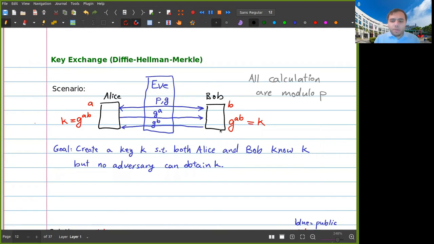And then when Bob goes offline, Alice, let's say, is online and wants to send a message to Bob. She can see the P and the G that Bob has chosen, and she can also see G to the power of B. So now she can generate A, and then she can generate K, and then she can send G to the power of A to Bob, and also use K to encrypt a message and send that message to Bob. And then only Bob would be able to decrypt it.